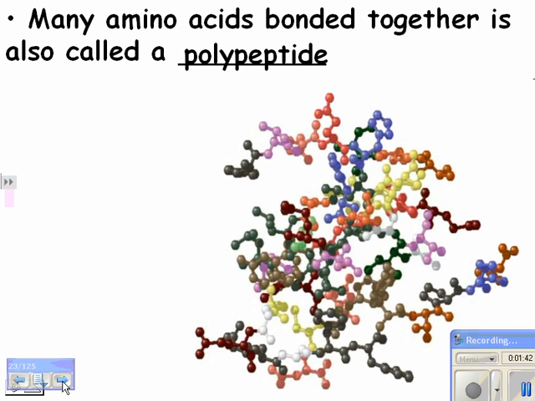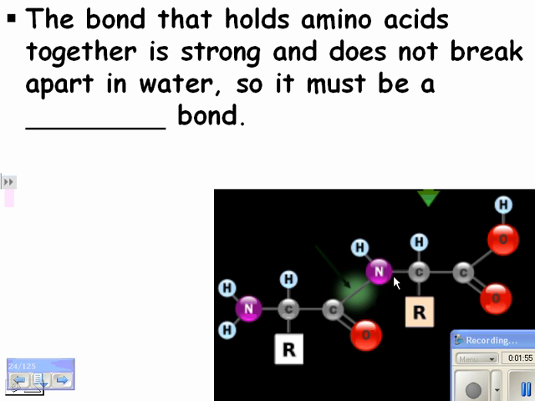Many amino acids bonded together is called a polypeptide. So if you imagine this being an amino acid bonded to another, to another, to another, all those amino acids bonded together is called a polypeptide. The bond that holds them together, so here's the nitrogen, carbon, carbon with an O, nitrogen, carbon, carbon with an O. This bond right here is a covalent bond.